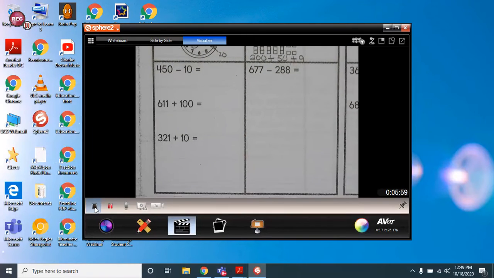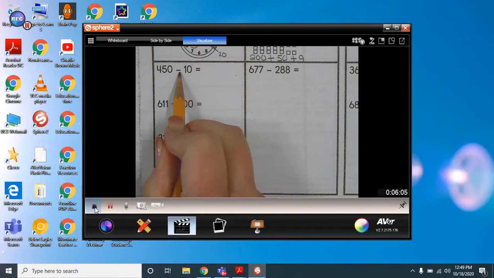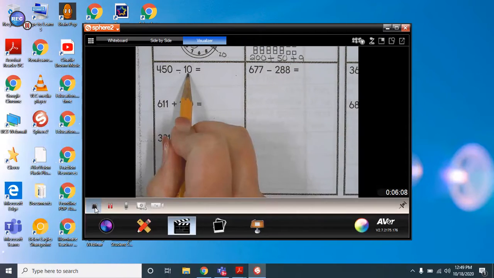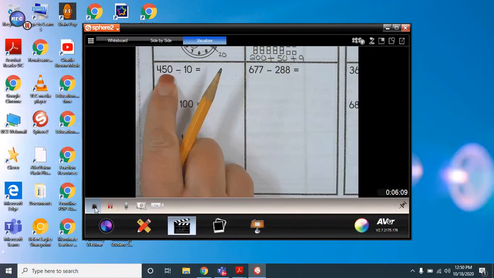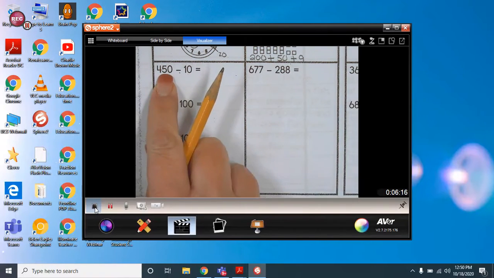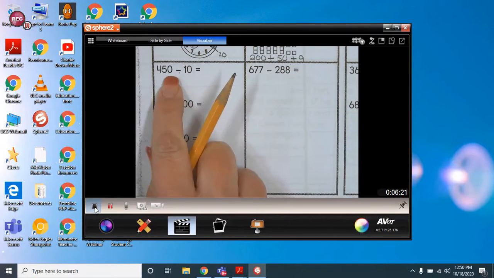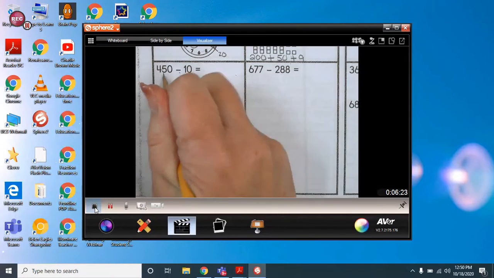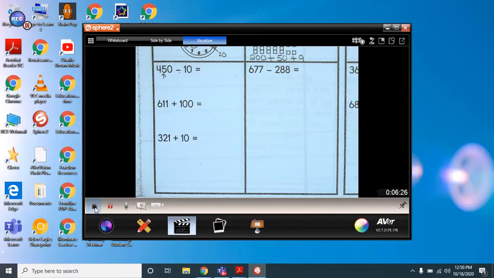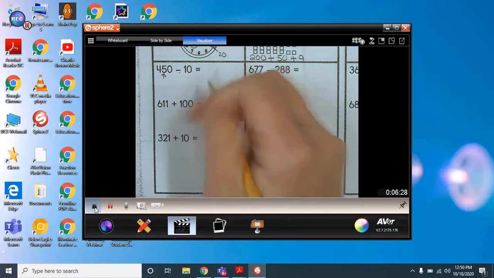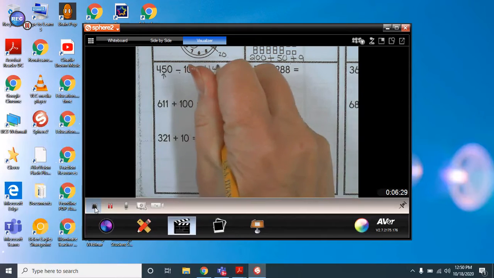Let's take a look at our next set of equations. We have a subtraction equation here. We're subtracting 10 from 50. If we subtract 10 from 50, we really don't need to go through all the place values to determine how to subtract 10 because we're not even subtracting any ones. We're just subtracting a 10 from this tens place. So 450 minus a 10 would be 440.